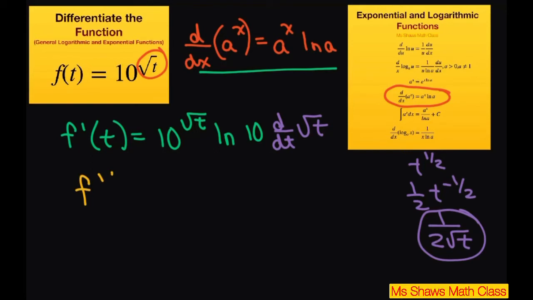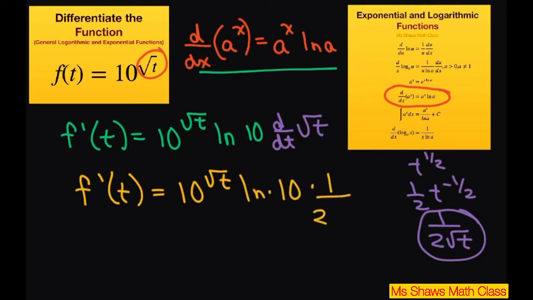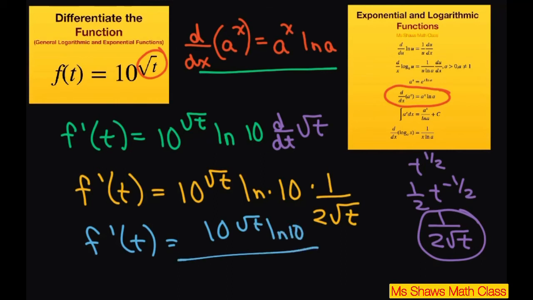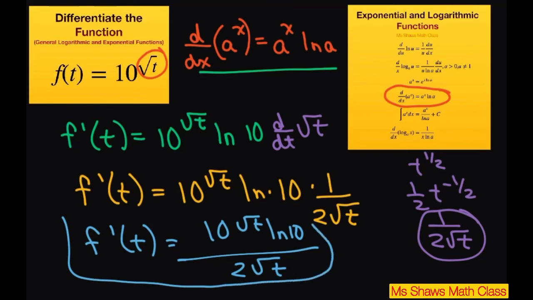All right, so let's write this out. f prime of t equals 10 to the square root of t ln of 10 times 1 divided by 2 square root of t. A better way to write this is f prime of t equals 10 to the square root of t ln of 10, all divided by 2 square root of t. And that will be your final answer.